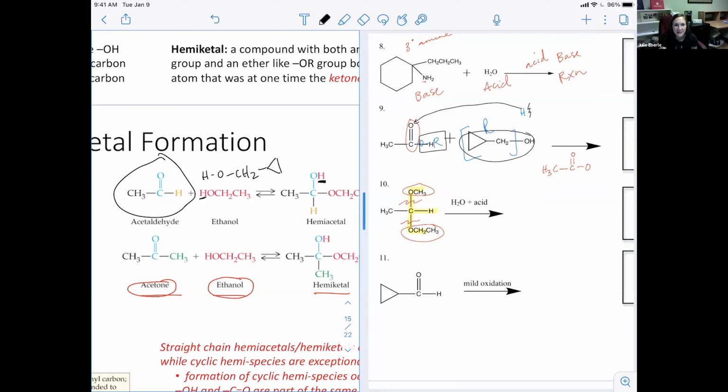Oh, y'all can't see my screen? I didn't realize I was muted. I said it, but I was muted. Nobody can see it. Okay, let me try this again.